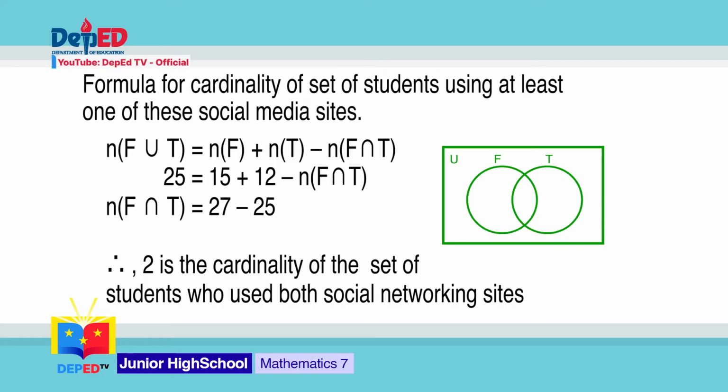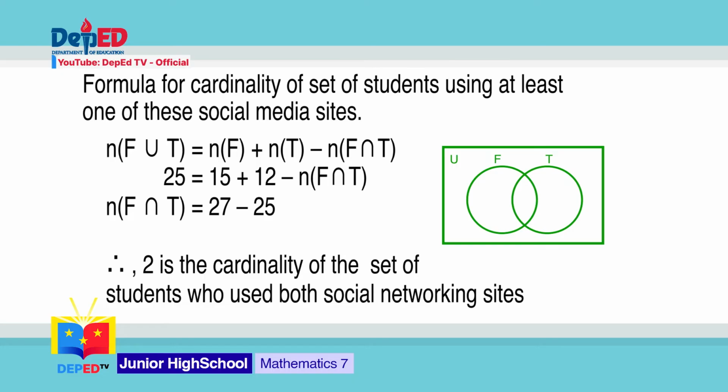Here, we know that the union of sets F and T is 25, since it is assumed in the problem that every student surveyed uses at least one of these two social media sites. To obtain N of F only and N of T only, we need to first find the intersection of sets F and T.